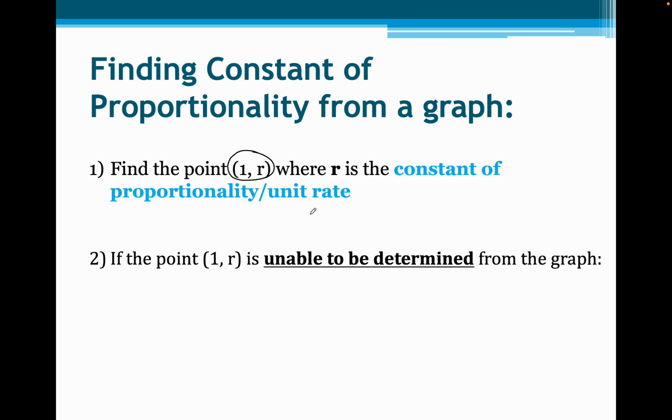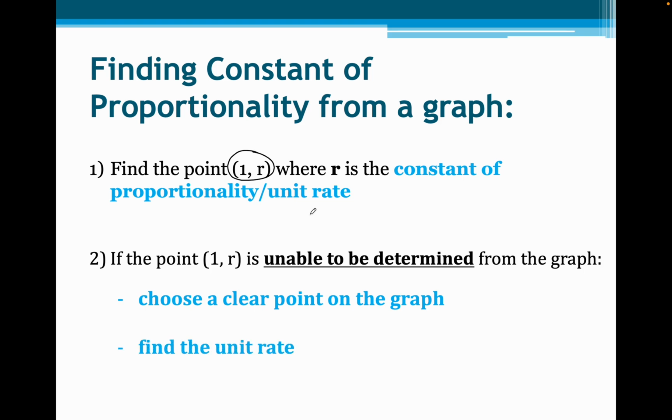If you can't find the point where x is 1 on the graph, for a few reasons, and I'll show a couple examples, then what you want to do is choose a different point on the graph that is a clear, identifiable point, and I will show you what that means. And then you want to use that to find the unit rate by asking yourself, x times what equals y, keeping in mind that x comes first, y comes second in the ordered pair, and also keeping in mind that the x-axis is the axis along the bottom and that the y-axis is the axis that goes up and down.